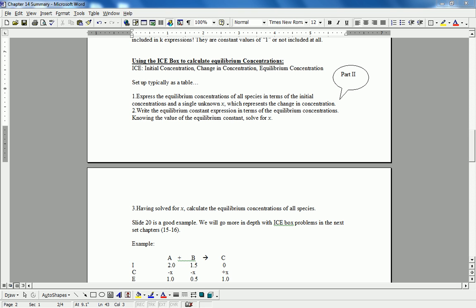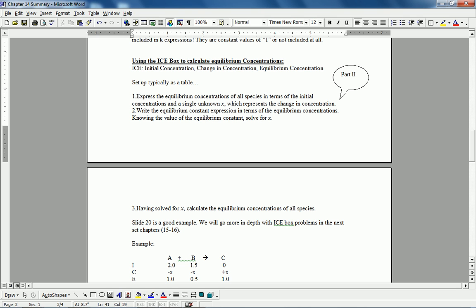We'll pick up with discussing icebox problems, and what an icebox is. It's simply an acronym, ICE, that stands for I for initial concentration, C for change of concentration, and of course E for equilibrium concentration. And the box simply refers to a table that we will be setting our problem up in, so that's icebox. And we're just going to introduce the icebox method in this chapter.